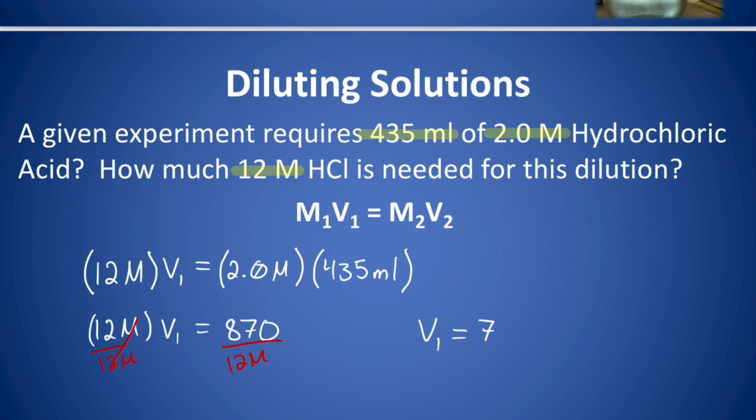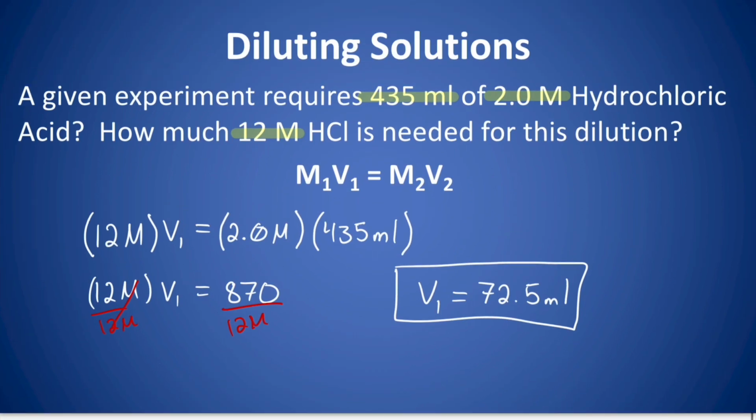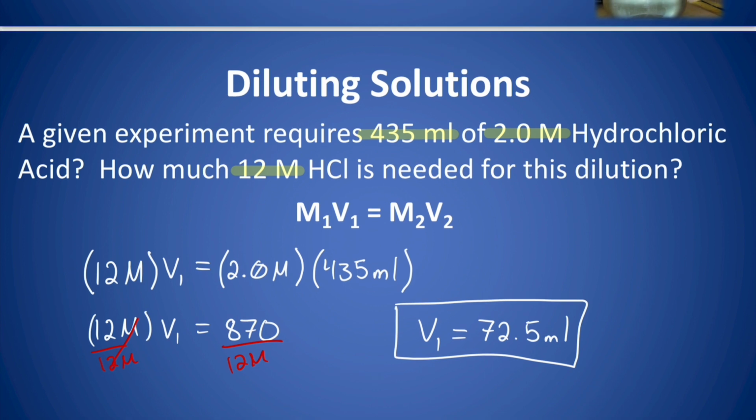And when I do that calculation, it turns out I'm going to need 72.5 milliliters of my original stock solution. So figuring out dilution problems is very, very easy. And that wraps up our discussion on concentration.